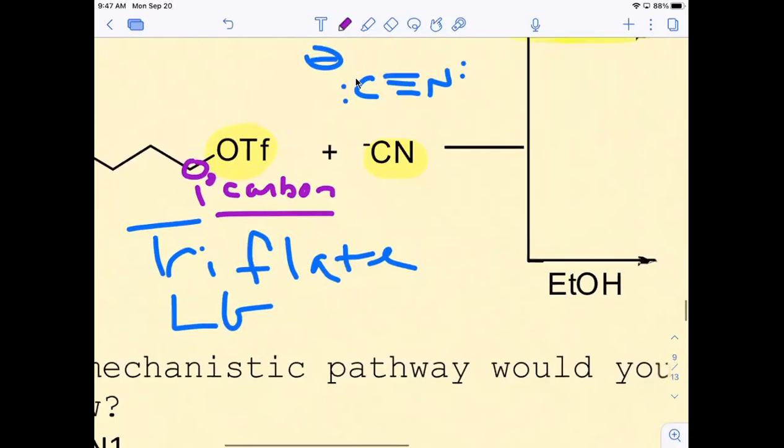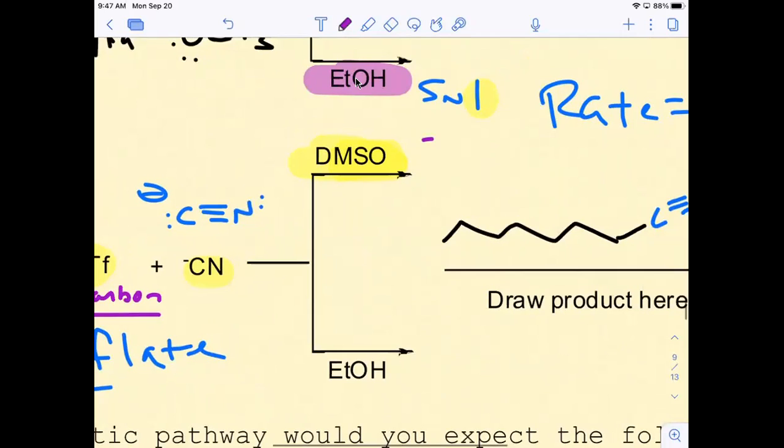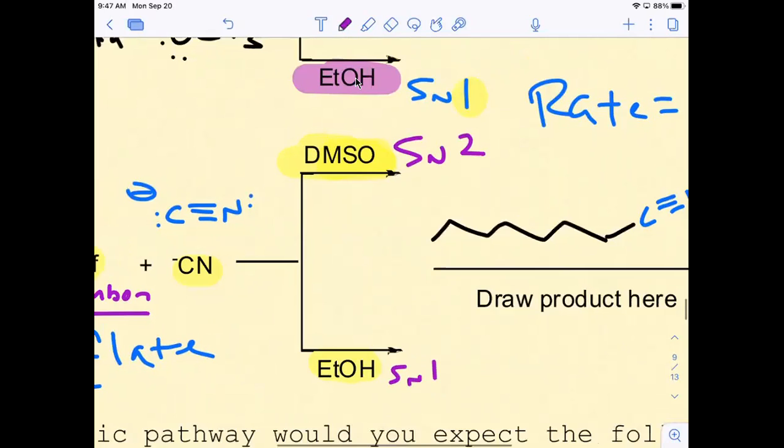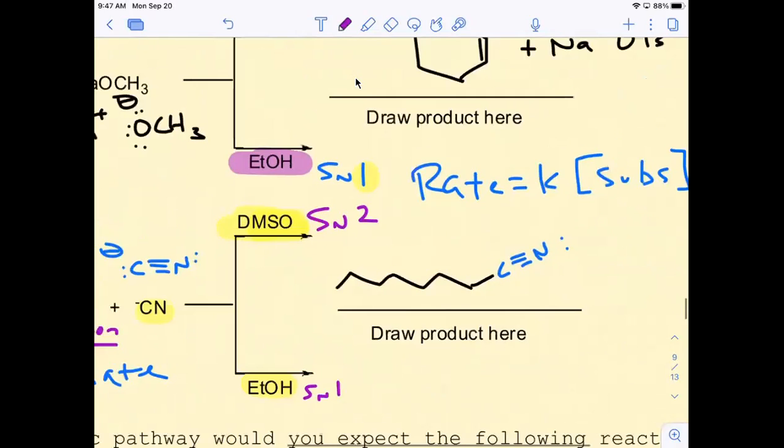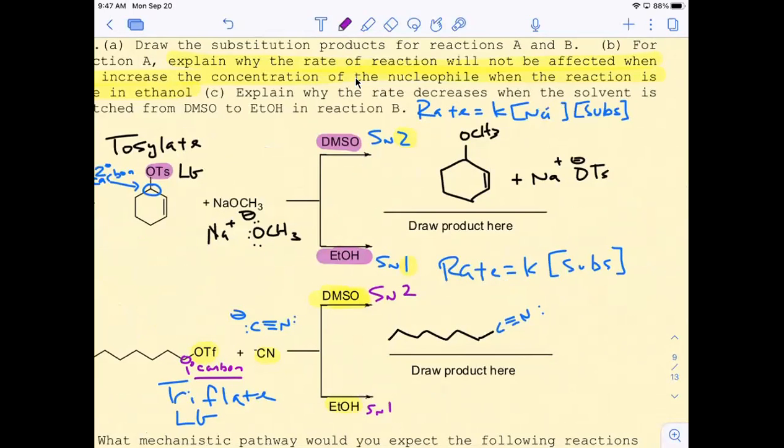So DMSO is aprotic, so it's going to facilitate SN2 type reactions. Ethanol is protic, all alcohols are protic, so it's going to facilitate SN1 type reaction. All right, so this is SN2. So if I switch to ethanol, what do you think is going to happen to the rate? Or why does the rate decrease? Somebody help me with that.